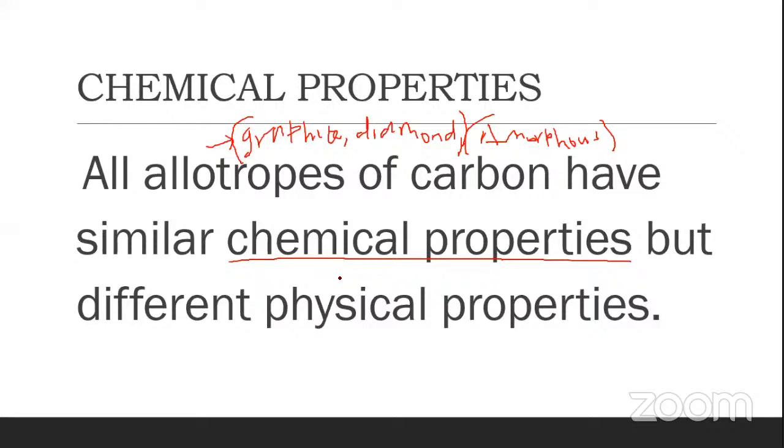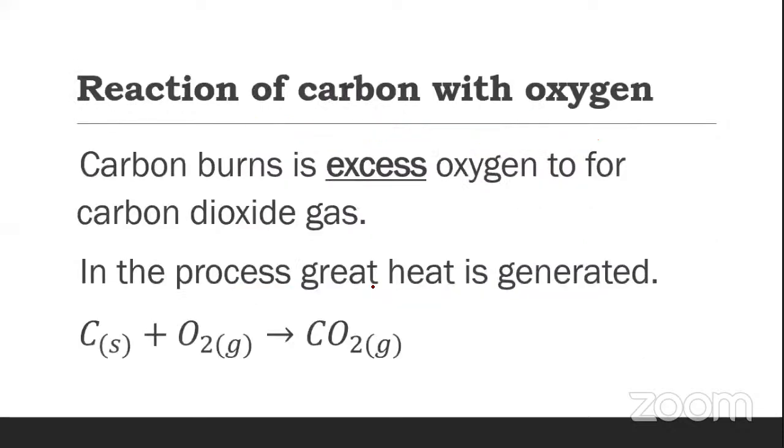So thank you so much for saving the situation. So let's look at the chemical properties. A reaction with oxygen. We are going to look at the reaction of carbon with oxygen. Carbon burns in excess oxygen to form carbon dioxide. Let's take note of this word excess. So this is what is formed: carbon dioxide gas.